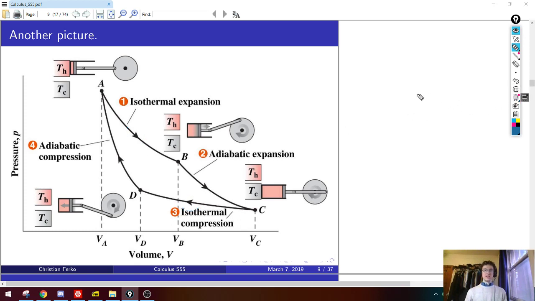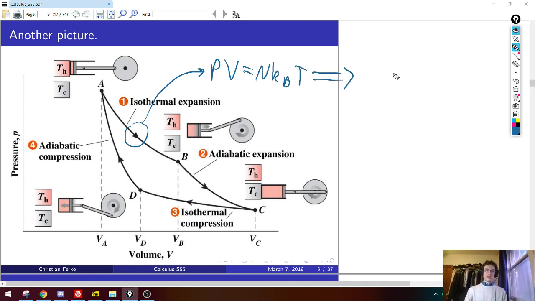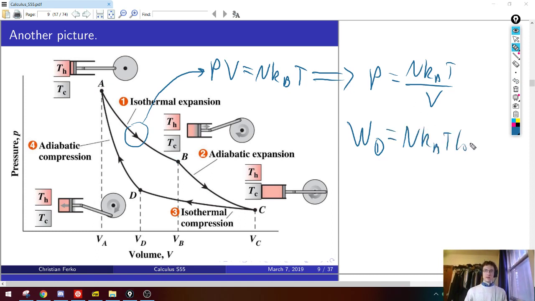Now, the isotherms are easy, because isothermal means these are all happening at the same temperature. For instance, step 1 is all happening at temperature T hot. And we know by the ideal gas law that if this is all happening at one constant temperature, this is just what you did before. This means that the pressure is nkBT over the volume, so it's very easy to integrate this from, say, VA to VB and get the work done on leg 1. So work on leg 1 is just this integral, which we've done before. It's nkBT log of VB over VA. So that's pretty easy.